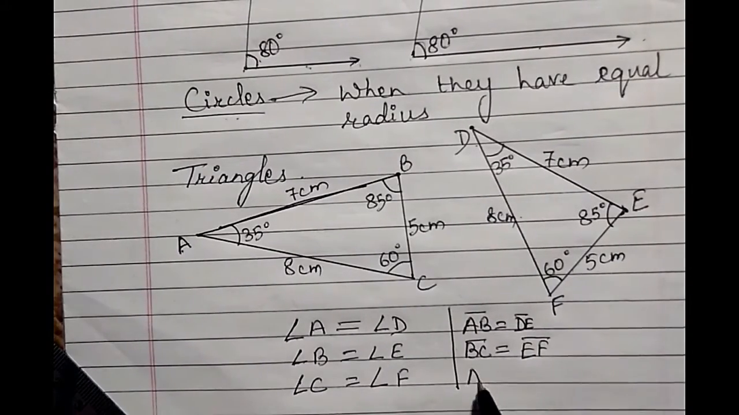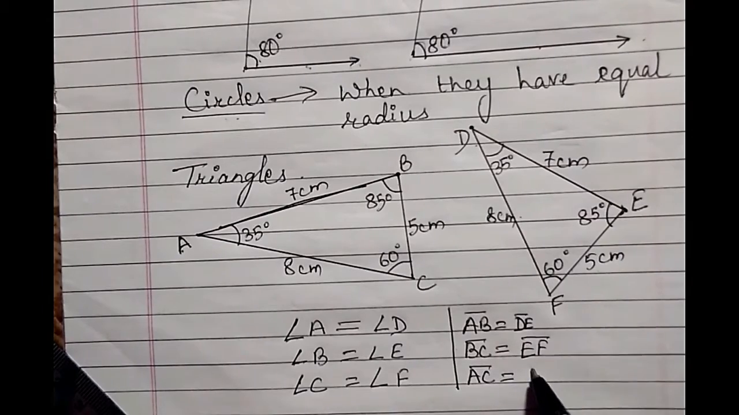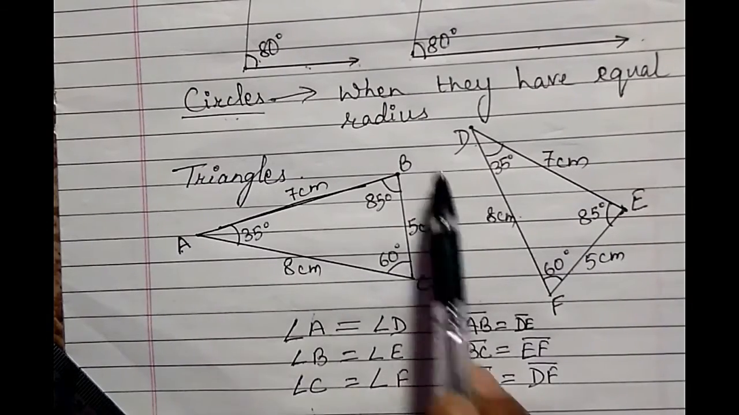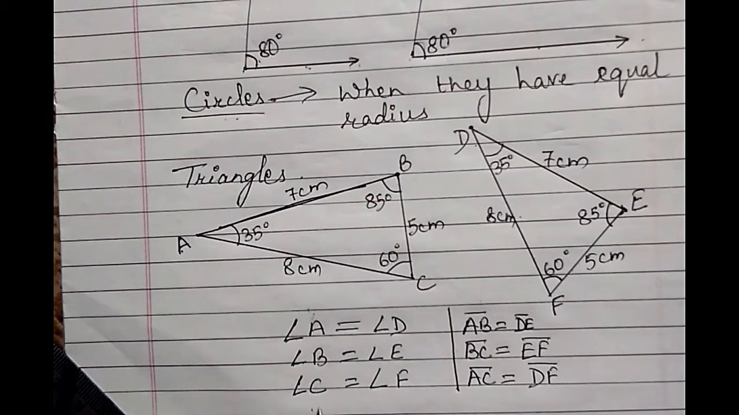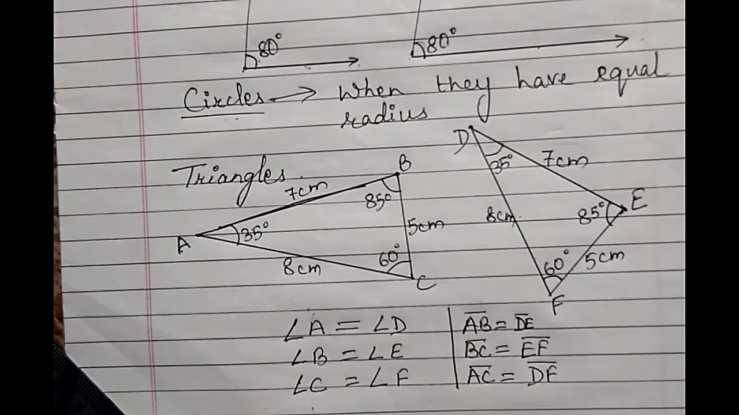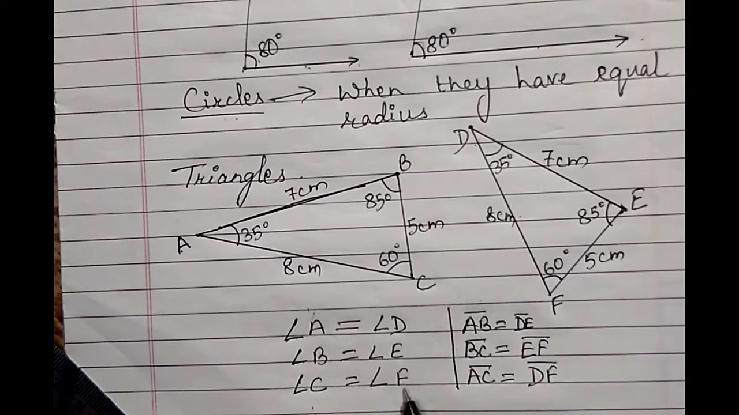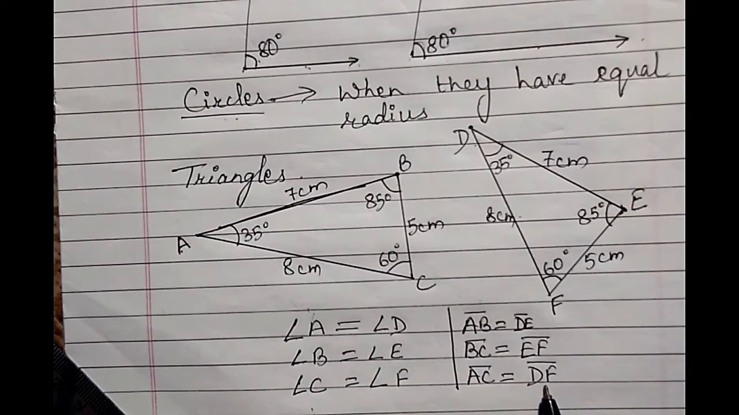And line segment AC is equal to line segment DF. And these are the 6 elements of a triangle. If you see triangle ABC, we have 3 angles and 3 sides. So these make 6 elements of the triangle. Elements of triangle is explained in chapter number 6, first part, where you can see about the elements of the triangle. If we talk about DEF, we have 3 angles and 3 sides equal.